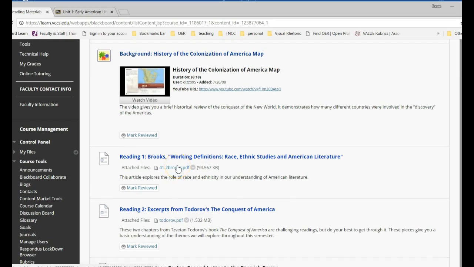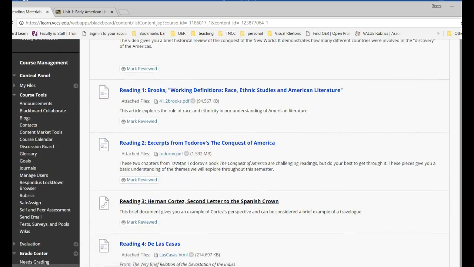The first piece you're going to read is by Joanna Brooks, and it's called Working Definitions, Race, Ethnic Studies, and American Literature. And what she does in this piece is she's looking at what we can do with studying American literature and how we can apply that in the world today. And so take a few minutes to read through that.